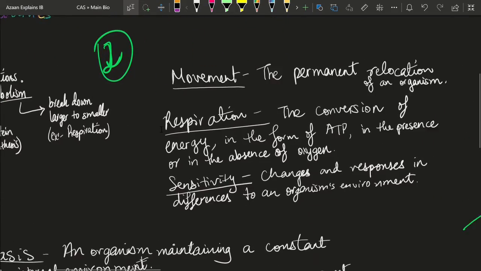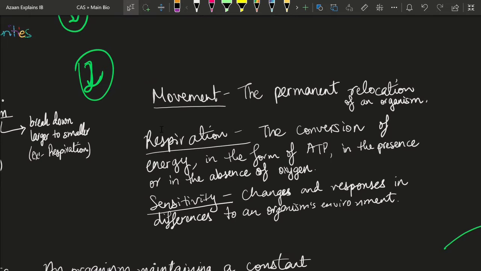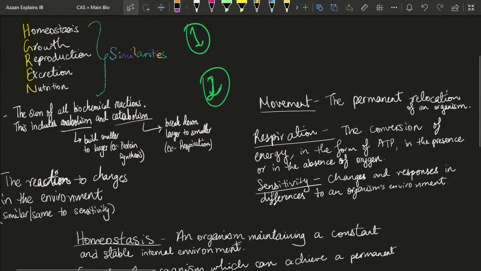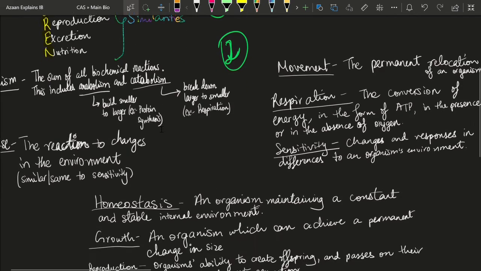So we're going to skip sensitivity here and just move to movement and respiration. Movement simply refers to the permanent relocation of an organism. If an organism is able to change its position, it counts as movement. And respiration is a process whereby we convert glucose into ATP either in the presence or in the absence of oxygen. Again, respiration, you'll probably study more of that in Unit 2 and Unit 8.